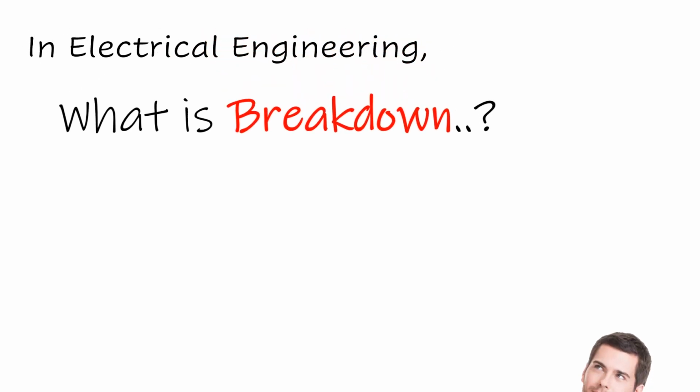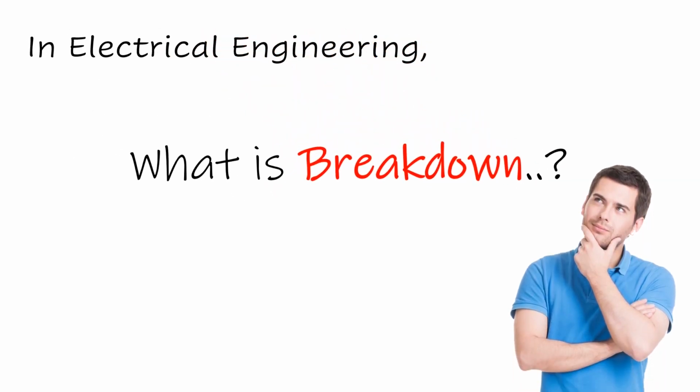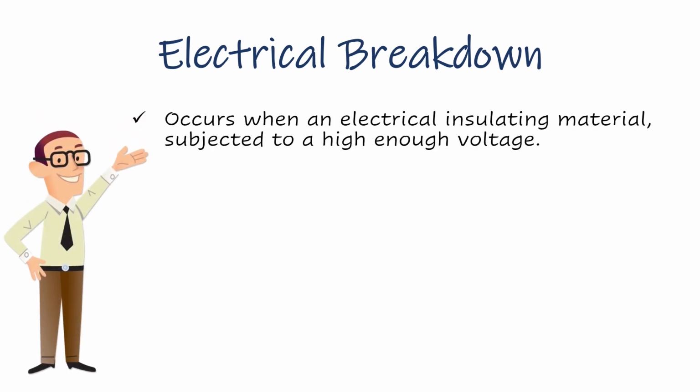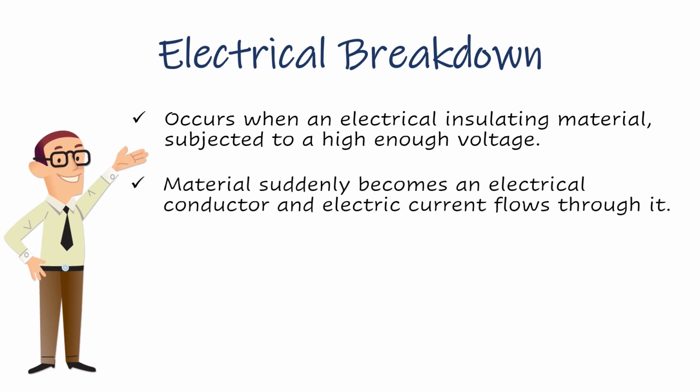First of all, before moving to the practical, let's learn what electrical breakdown is. Electrical breakdown, or dielectric breakdown, is a process that occurs when an electrical insulating material, subjected to a high enough voltage, suddenly becomes an electrical conductor and electric current flows through it.